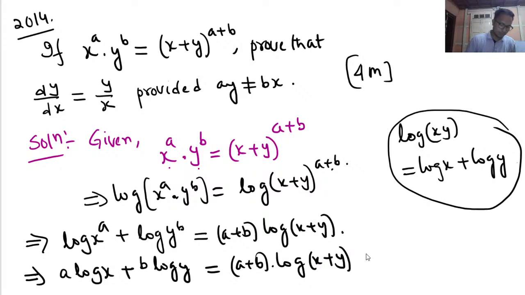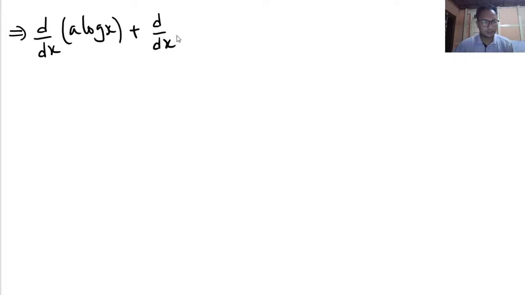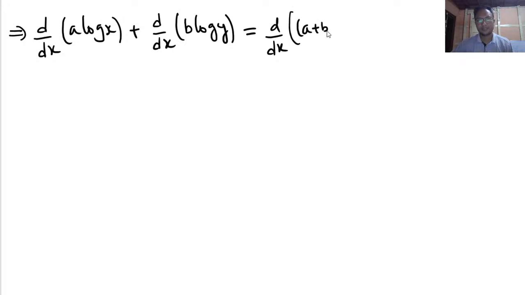But we need dy by dx. We will differentiate both sides. Let's differentiate. If we differentiate like this, the term is a log x plus, what is the second term, b log of y, and on the right hand side it is a plus b log of x plus y.